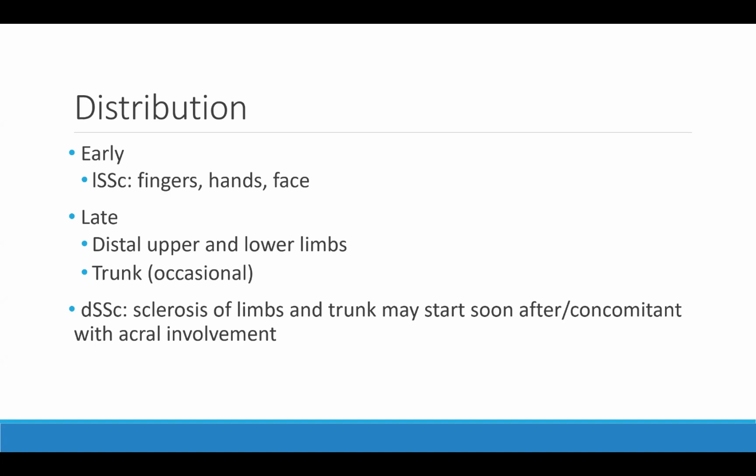Distribution: in early LSSC, it affects the fingers, hands, and face. For late, you have involvement of the distal upper and lower limbs, as well as occasionally on the trunk. For DSSC, sclerosis of limbs and trunk may start soon after or be concomitant with acral involvement.